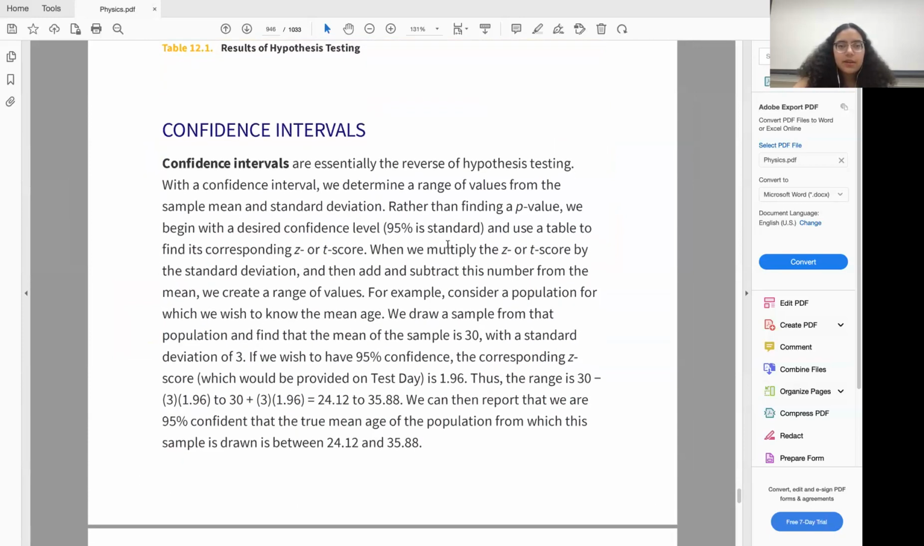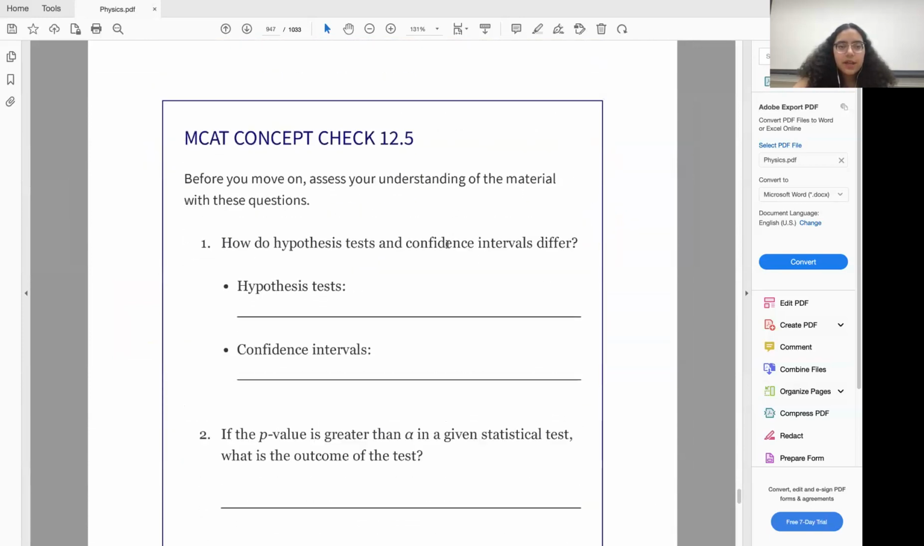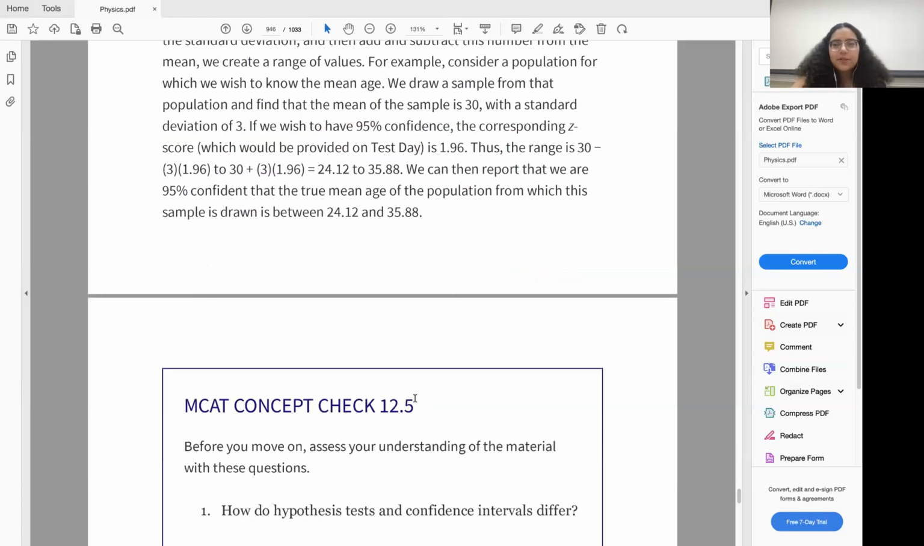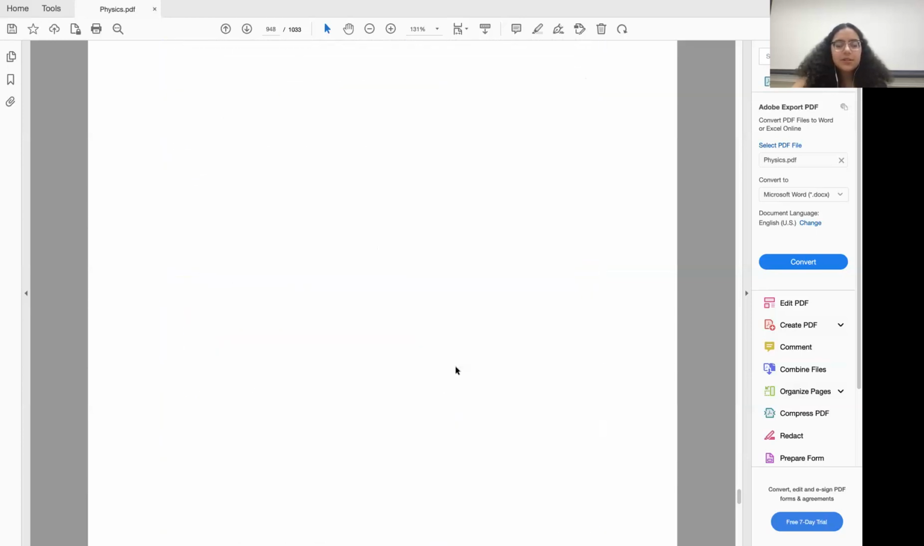And then confidence intervals is like, if you want to be a certain amount confident, then something has to be between here and here. So it's kind of like you reverse it. You begin with the desired confidence level, and then you find the score for it. But you probably won't have to come across this during the test.